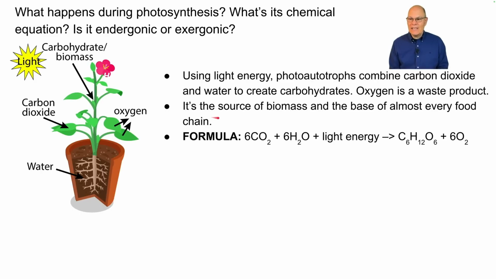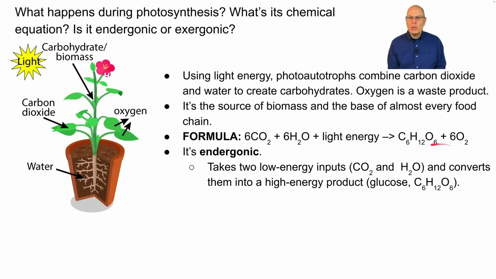The formula is 6 CO2, 6 carbon dioxides, plus 6 H2O, 6 waters, with light energy to power the reaction, are combined into glucose, C6H12O6, and 6 oxygens. This is an endergonic reaction for 2 reasons. It takes 2 low energy inputs, carbon dioxide and water, and converts them into a high energy product, glucose. It reduces entropy. That means it increases organization.